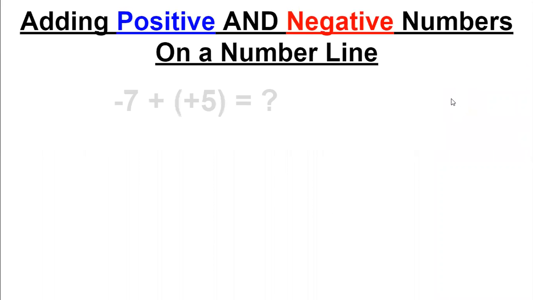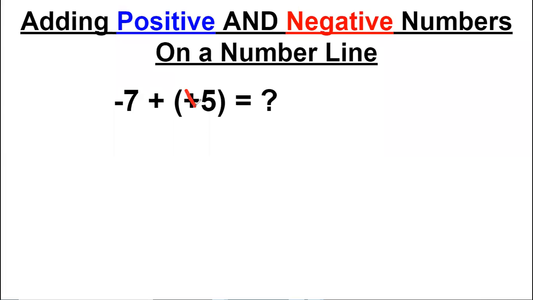Let's continue. Another example, we have -7 plus +5. And again, like I said in the last lesson, you're probably not going to see a +5 there. You're probably going to have that not shown. It'll probably say -7 plus 5. Okay? That means +5. For clarification, I have put it here just to get the idea.